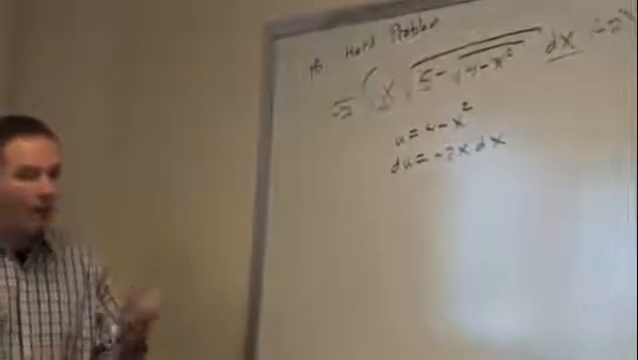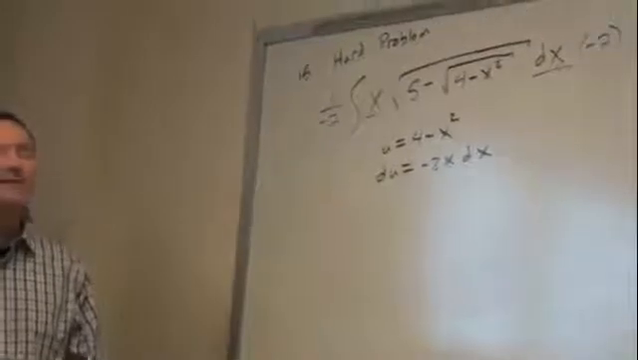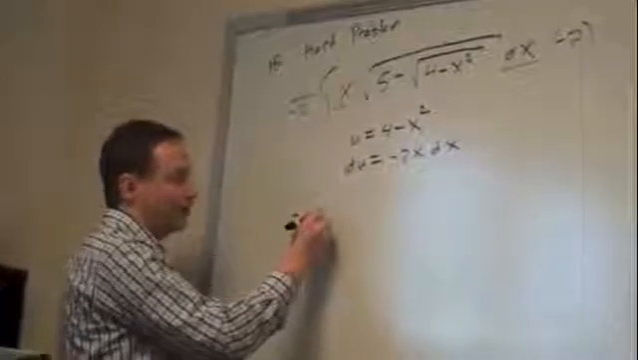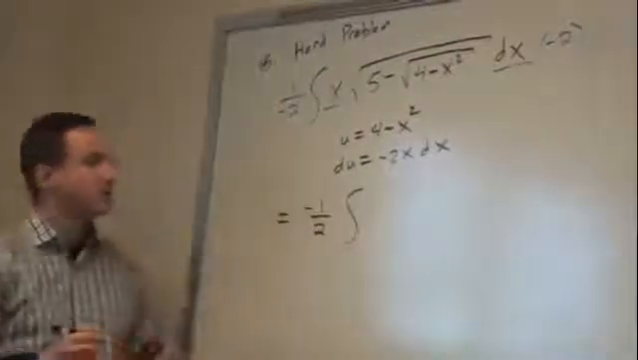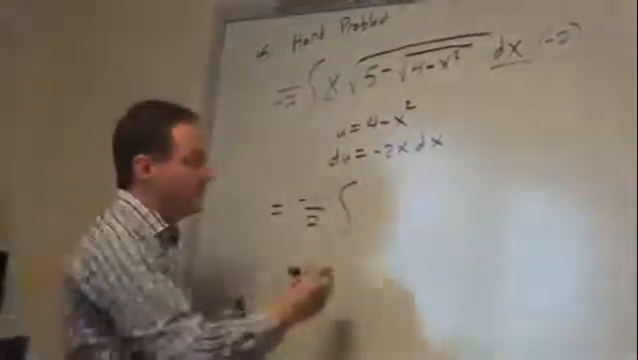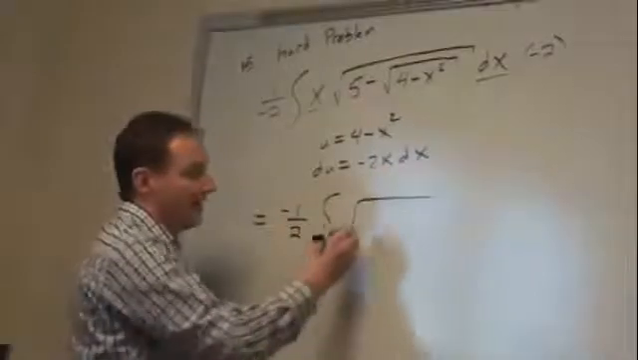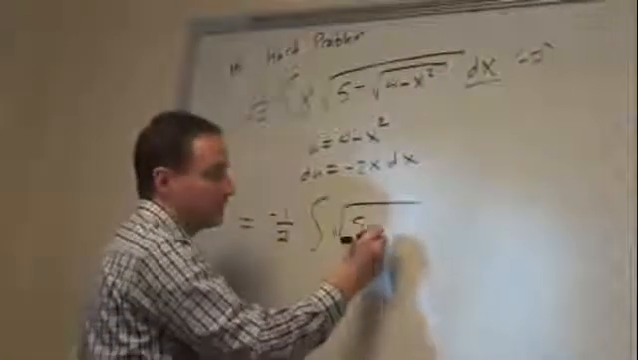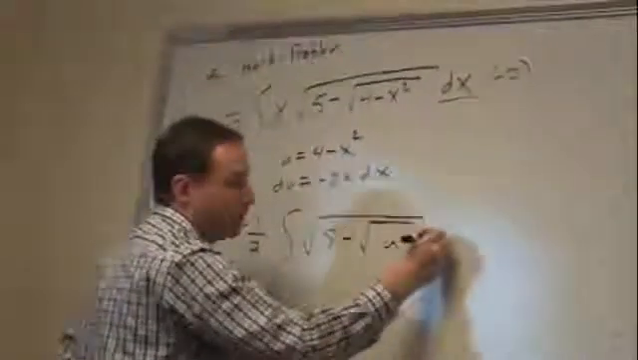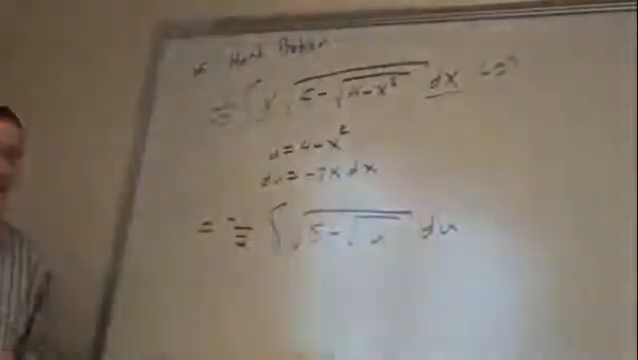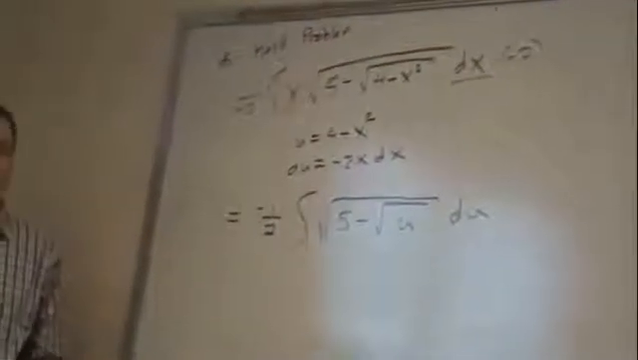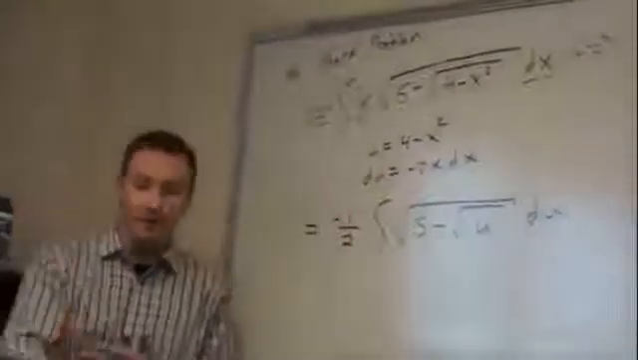I already know this is not going to be in a form where I can integrate, but it is an improved form. So I'll go ahead and write it. It's going to be negative 1/2 the integral of x, negative 2 dx, all of that is du. But I'll still have the square root of 5 minus the square root of u du. I would argue this is better than what I started with. Still not integrable. So I say, do this again.